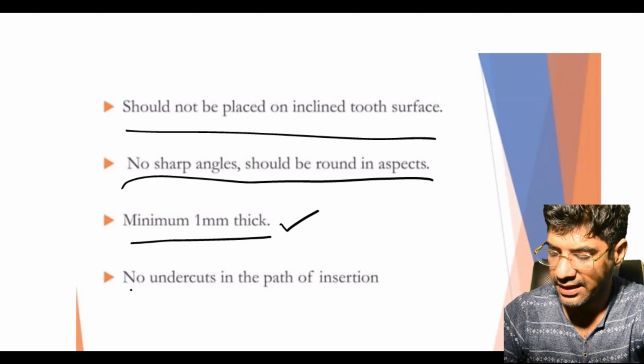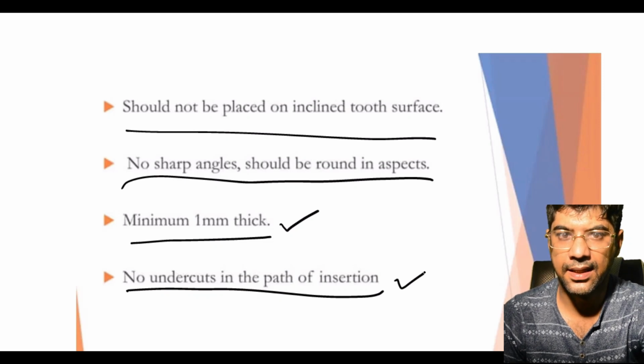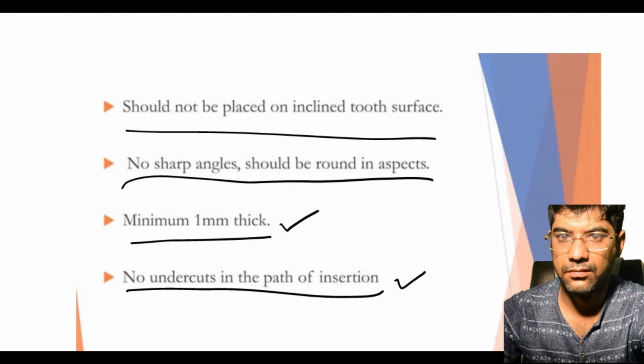There should be no undercuts in the path of insertion. The rest seat preparation should avoid any undercuts or irregularities that could interfere with the insertion and removal of the partial denture. Undercuts can create difficulties in fitting the denture properly and may lead to discomfort or functional issues. So in designing the rest seat, the tooth must be properly prepared to receive it, which involves shaping the tooth to create a stable area for the rest.